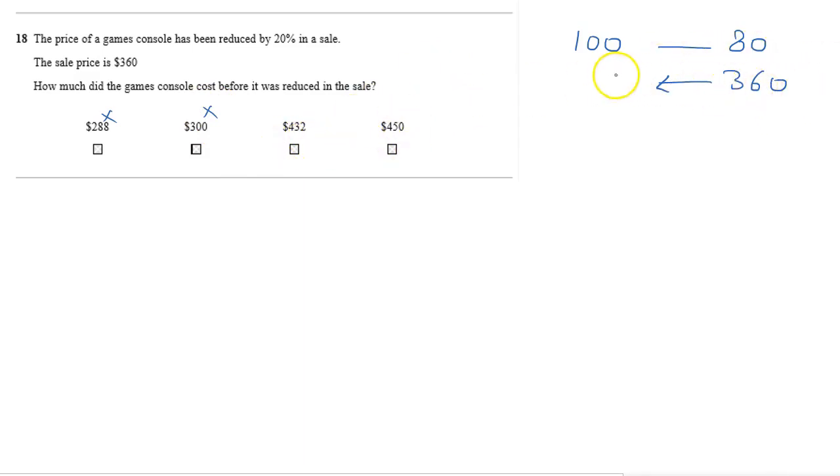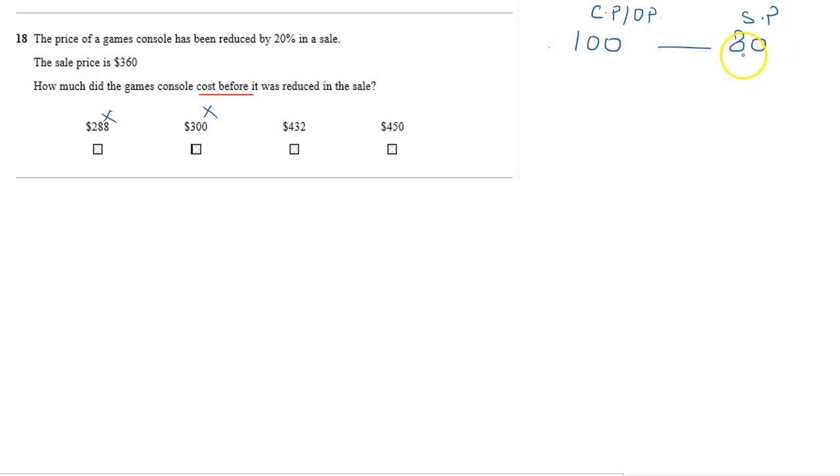So now how to calculate this thing? If the original price was 100, the sale price is 80. This you can say cost price, or you can say original price, and this you can say sale price or the selling price. Now what do we have to calculate here? We have to calculate the cost before it was reduced.